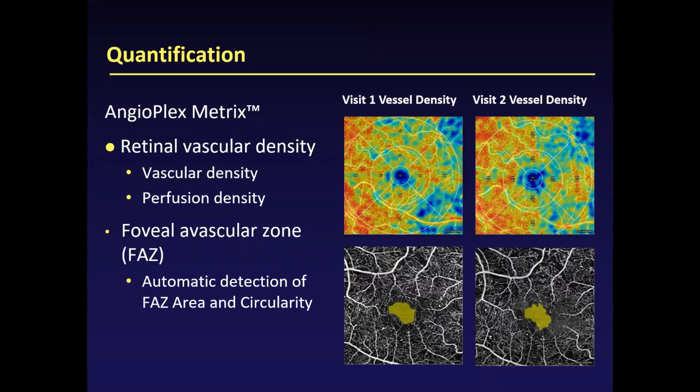Now we can appreciate these changes qualitatively, but also measure them and get a number, so we can longitudinally assess for any progression. So we can assess the amount of vasculature and perfusion on the area scanned using these Angioplex metrics with the vessel density or perfusion density. For the FAZ itself, we can automatically outline it using the Angioplex metrics, and we can quantify the FAZ area as well as circularity.